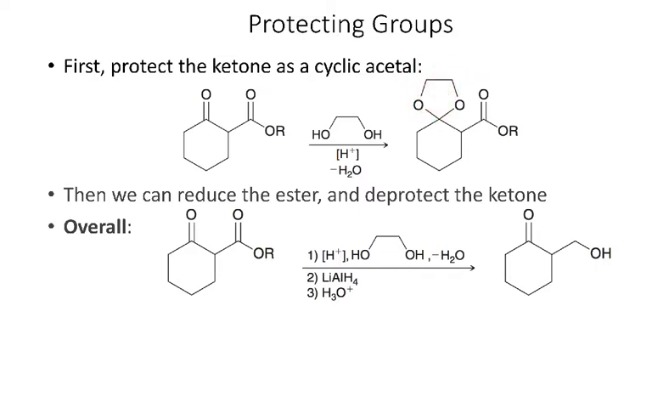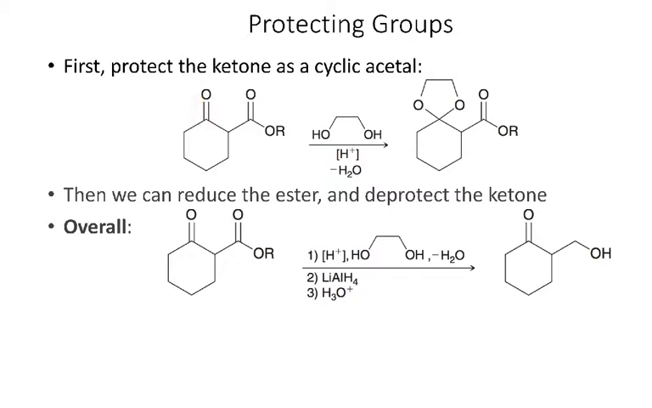Now, when I add the lithium aluminum hydride, it can't react with this acetal, but it will react with our ester. So when we add the lithium aluminum hydride, it will reduce the ester like I wanted to, leaving the acetal alone. I can then add water back in with an acid catalyst, and I can convert the acetal back into the ketone. And so that's what we use the protecting group for. We're using it to protect this functional group.